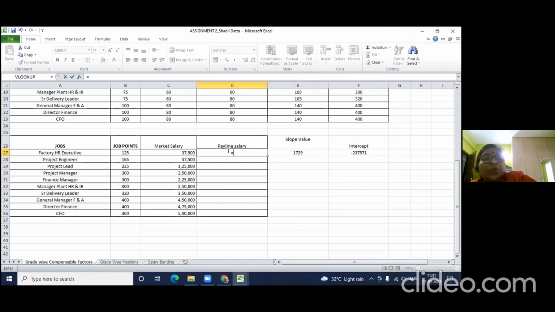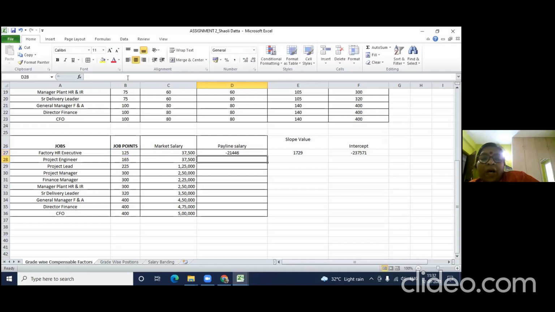So put 1729, multiplied by B27. B27 will give you 125. Multiplied by B27. Click on that, you'll get B27, that is the point value, minus 237571.